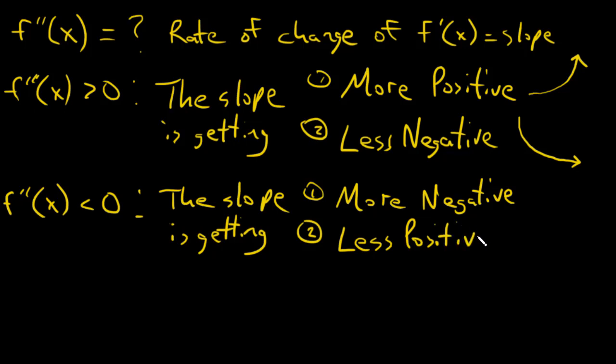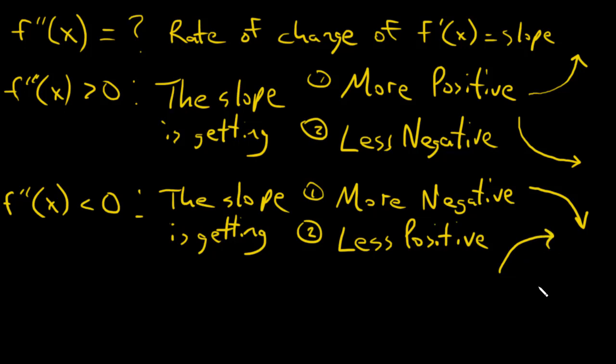What does that look like on the graph? Well, more negative is going down at a shallow angle, but it's now getting steeper and steeper, so it looks something like this. Less positive means it's going to be a steep positive value that is then getting more and more shallow, so it is starting out very steep and then becoming more shallow.